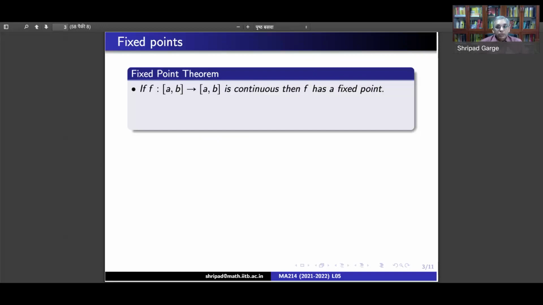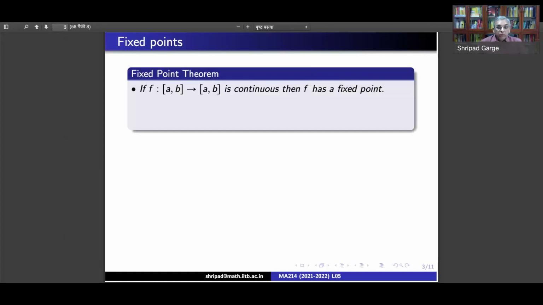It says that whenever you have a function defined on a closed and bounded interval, and if it takes values back in the same interval, and if your function is continuous, then it should have a fixed point. So any continuous function which takes the interval [a, b] to itself should have a fixed point.